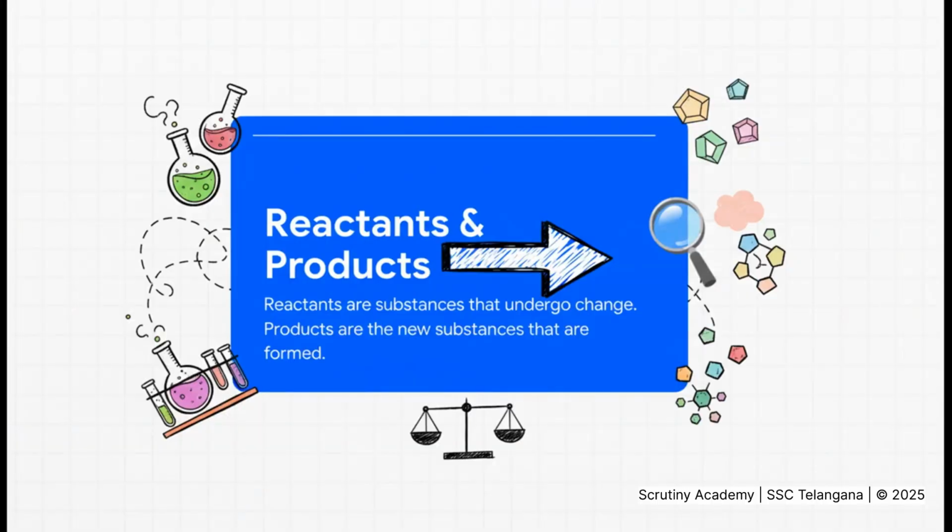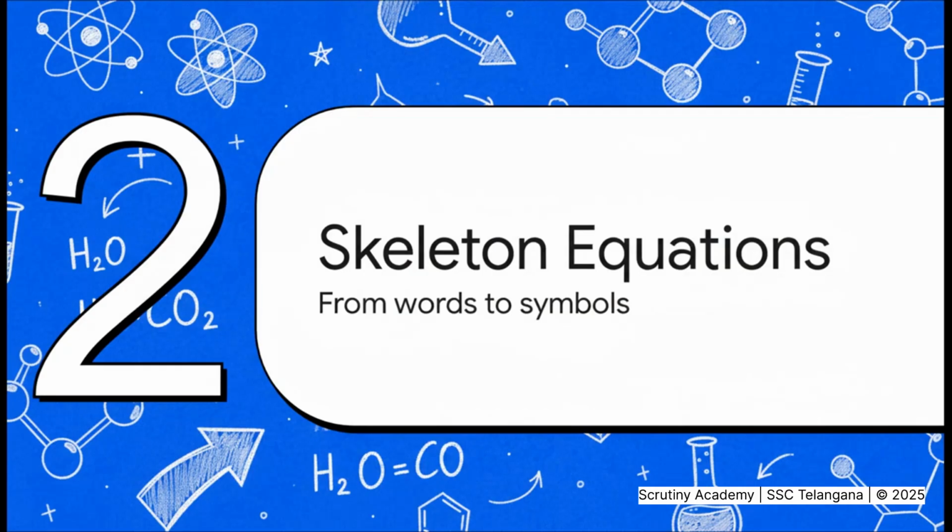All right, let's get a couple of key terms down. The things on the left side of the arrow, our starting ingredients, if you will, are called reactants. And the new substances on the right, what you end up with, those are the products. Reactants on the left, products on the right. Simple as that.